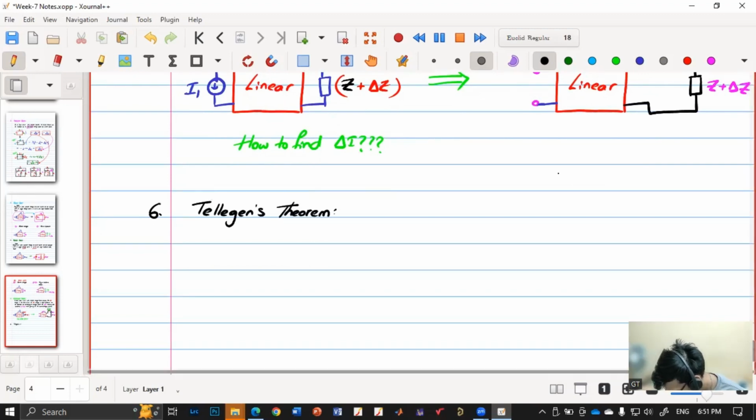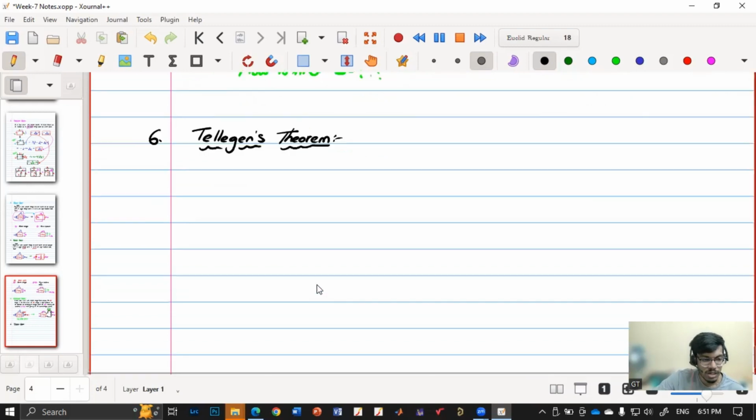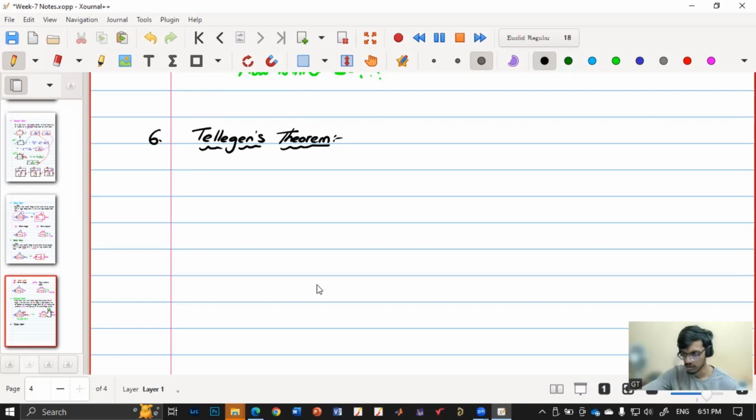Tellegen. So Tellegen's theorem says, if you consider two circuits having the same graph, we'll come to the part what I mean by graph, then the summation of the product of currents in circuit 1 with the voltages in circuit 2 will be 0. That is the definition.